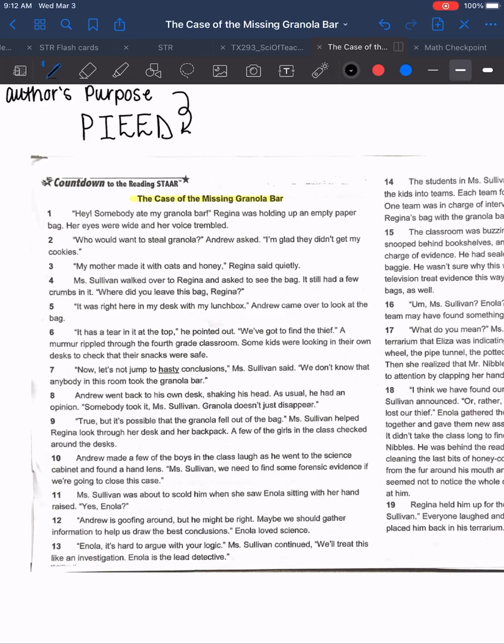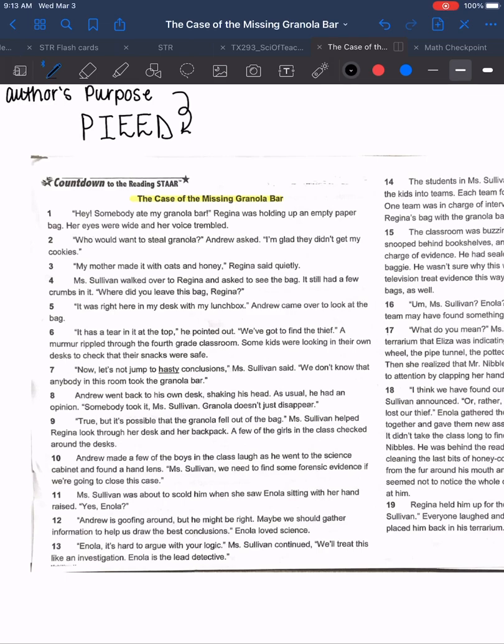Where did you leave this bag, Regina? It was right here in my desk with my lunchbox. Andrew came over to look at the bag. It has a tear in it at the top, he pointed out. We've got to find the thief. A murmur rippled through the 4th grade classroom. Some kids were looking in their own desks to check that their snacks were safe. Now let's not jump to hasty conclusions, Miss Sullivan said. We don't know that anybody in this room took the granola bar.